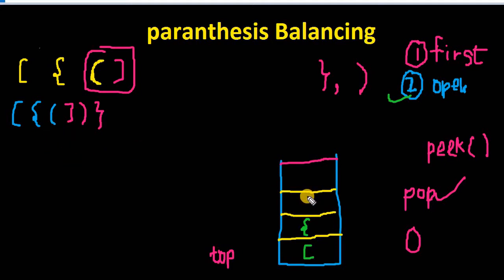After that, we'll encounter this particular value, which will be added. Now we'll come to this particular point. What I told you is, whenever we encounter a closing type of parenthesis, we will do a certain operation. What operation? Peek operation. We'll check what is the value currently on top.